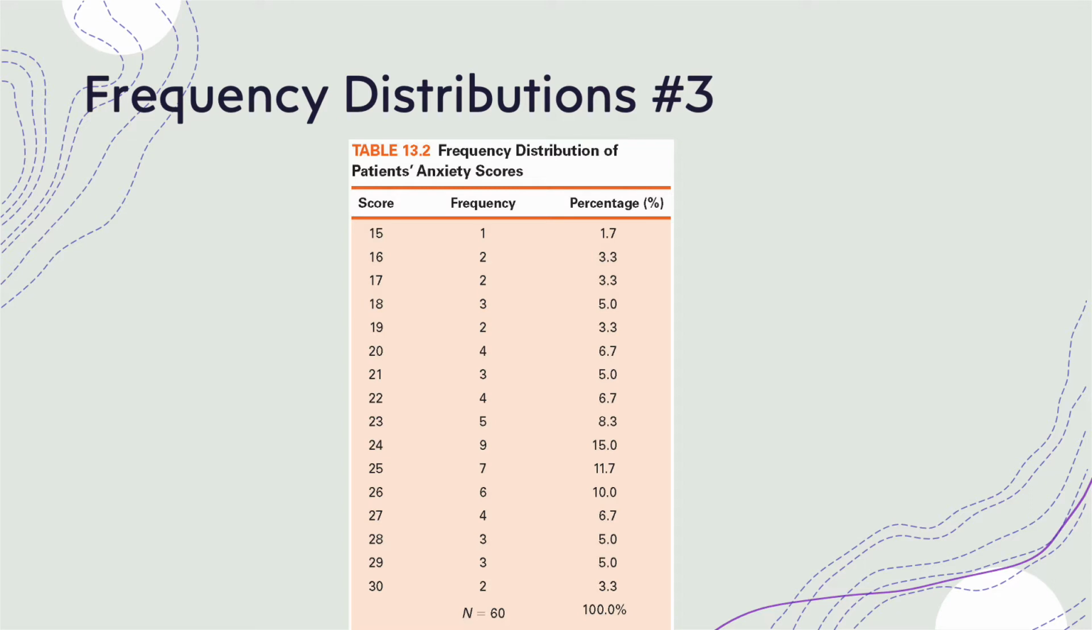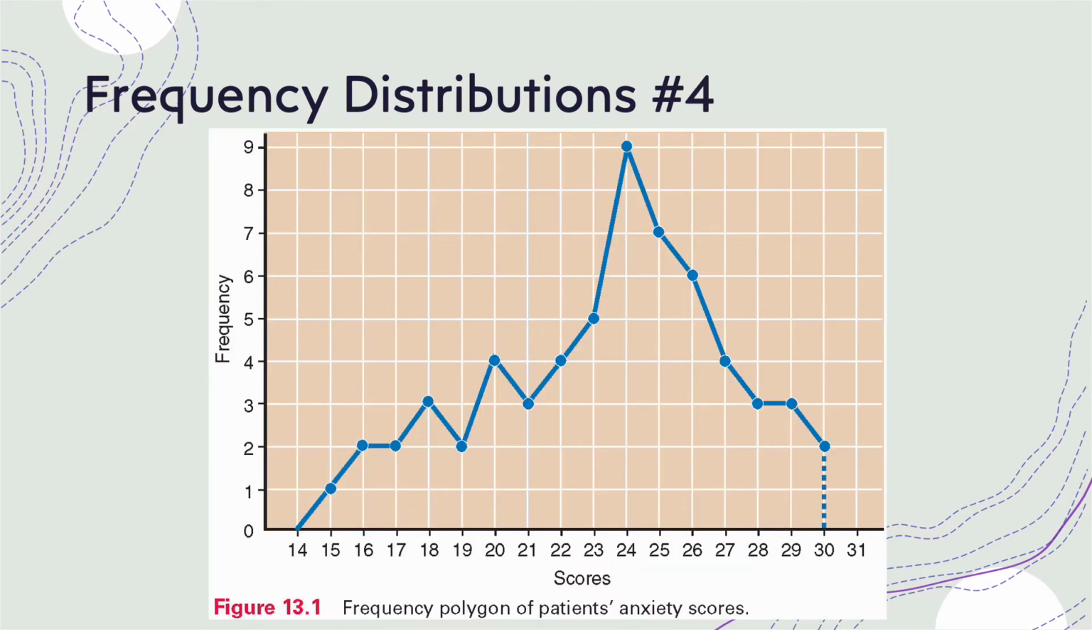The N at the bottom is the total number of participants, and then you have the total percentage, which should always add up to 100%. Another way to look at this is on this graph, and you will notice that a score of 15 has a frequency of 1, whereas a score of 24 has a frequency of 9.